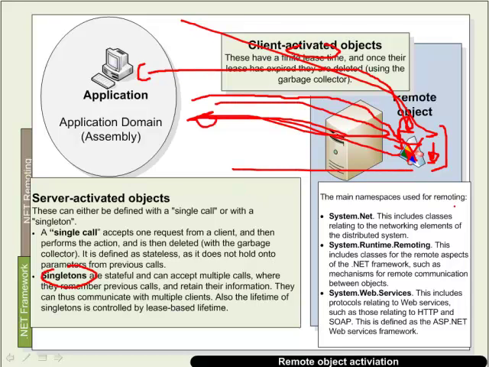The main namespaces that we require to make .NET remoting work are system.net, runtime.remoting, which we must add in as an extra .NET DLL, and web.services for our SOAP encapsulation.